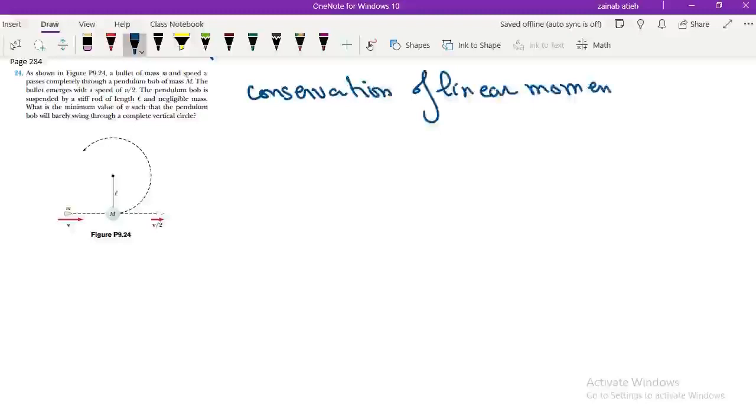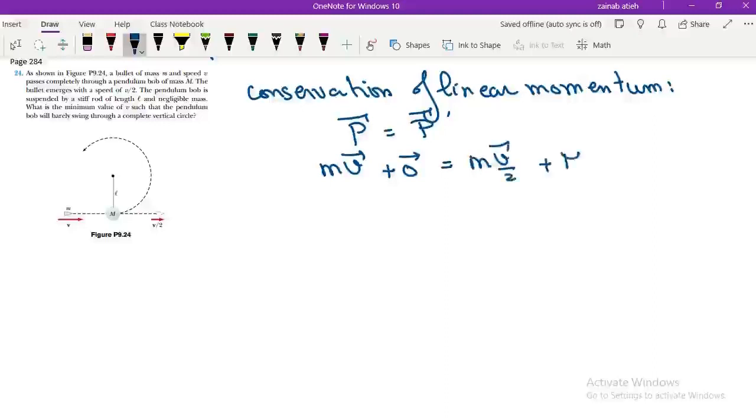Don't use the formulas of elastic collision because this is not an elastic collision, and he did not say it's an elastic collision. Use just the conservation of linear momentum and it will be fine. You will find the answer. So P is equal to P prime. Before collision I had only the bullet in motion, so mv. The pendulum was at rest, so plus 0 equals the bullet after collision, it's mv over 2, and the pendulum, it's m, I will call it v prime.